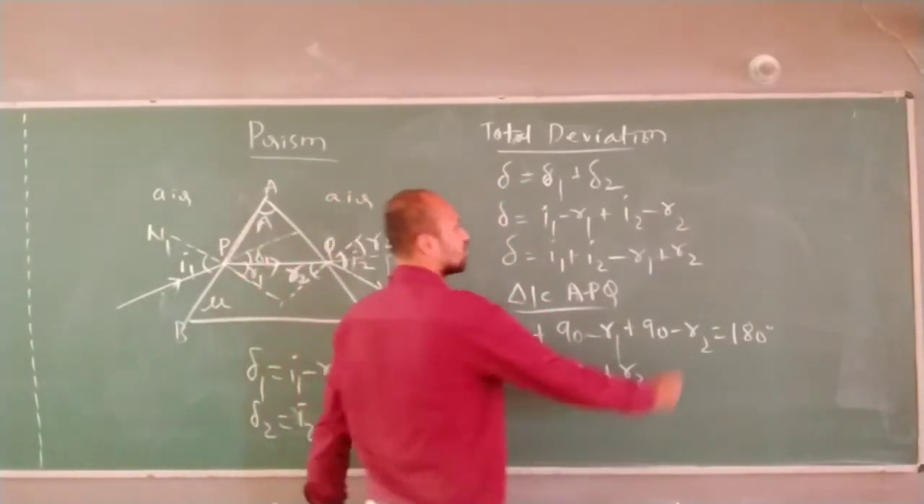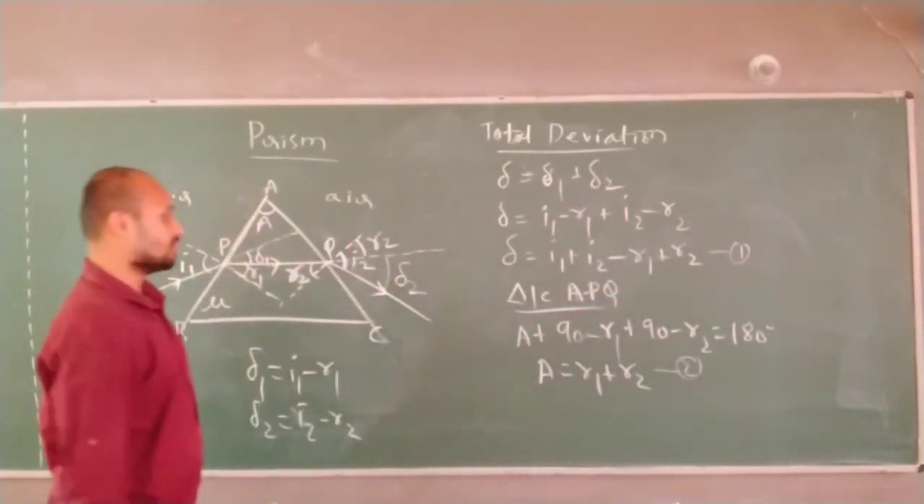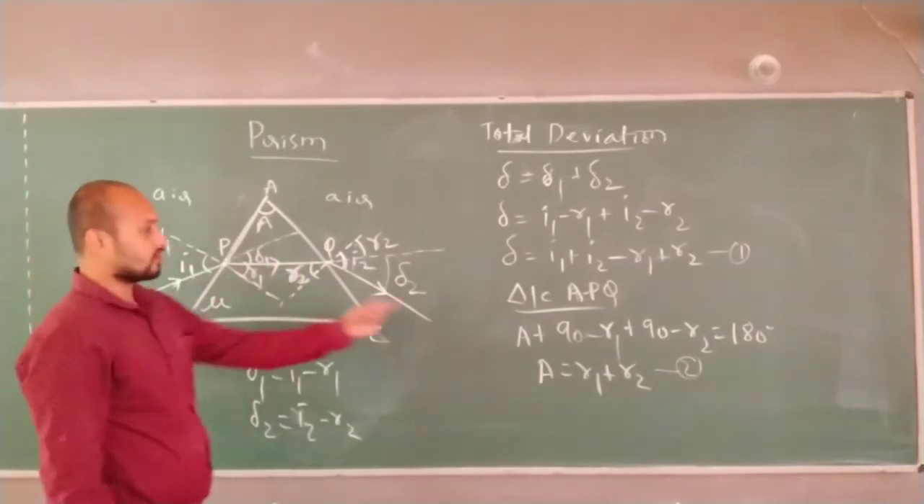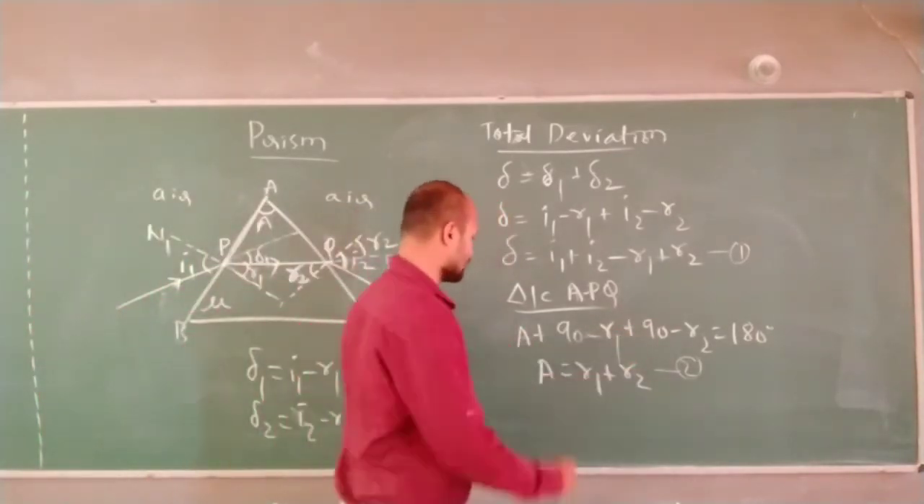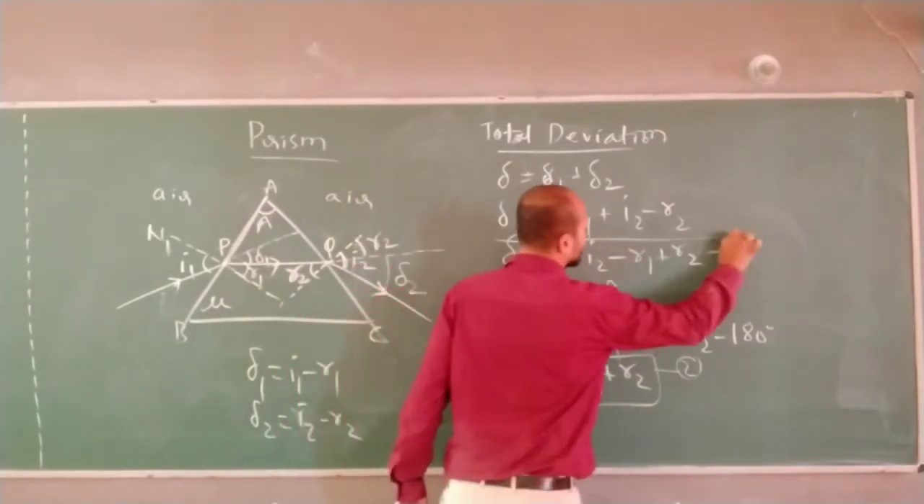From equation 1 and 2, this angle plus this angle plus this angle is 180 degrees. So from this relation I got A is equal to R1 plus R2. This is one important relation. This is one important relation for us.